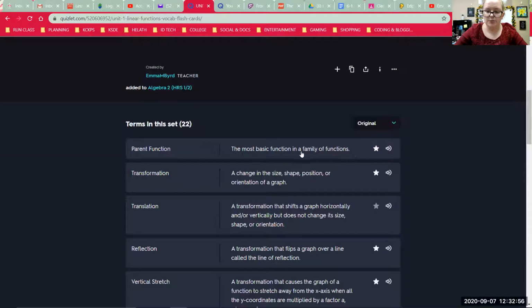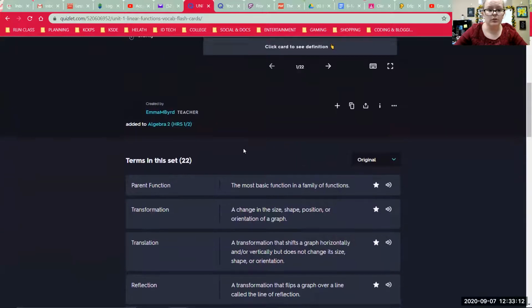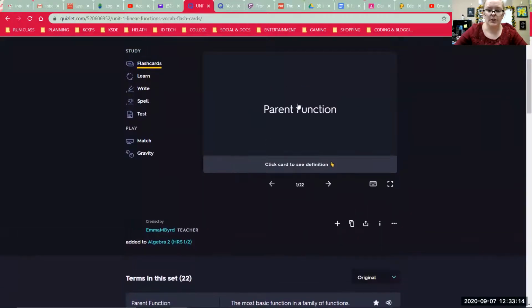If you need help reading this out, you can click right here, and it'll read it out loud to you, okay? You can organize it. This is the order it's just made in. You can organize it alphabetically if you want to. And then you can come up here and there's flashcards.